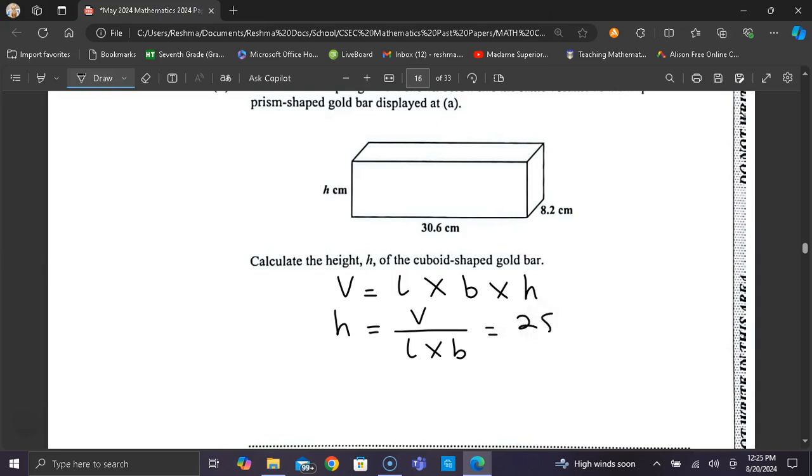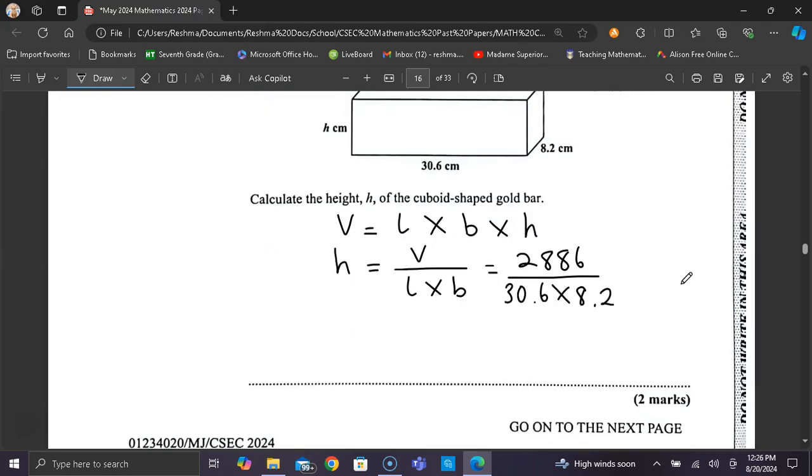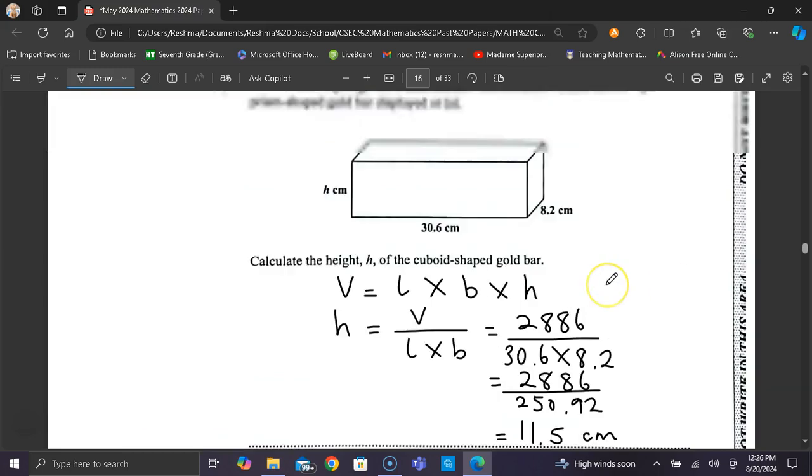So we take 2,886 and divide that by 30.6 times 8.2. And if we multiply two numbers in the denominator, 30.6 times 8.2 is 250.92. And then if we divide those two values, we would get the height to be approximately, I'm using 1 decimal place, 11.5 centimeters as the height of the cuboid.